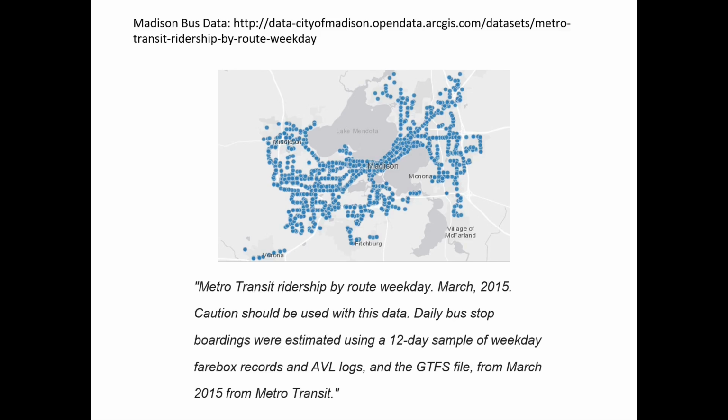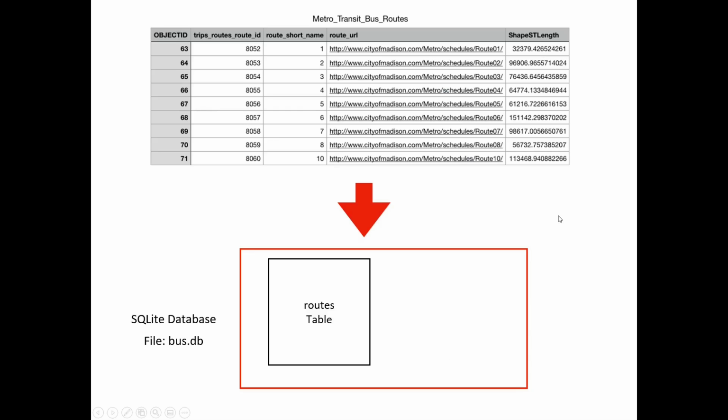Anyway, this is a database that shows all the places where you can get on the bus, how many people get on the bus at each one of these stops, and the routes that they take. All right, let's take a look at the actual data.